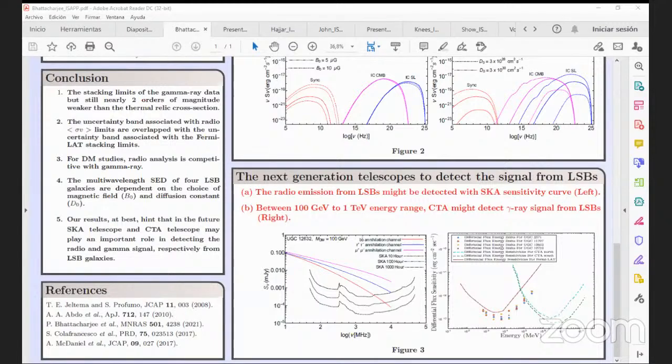But for our studies, we have chosen the Cuspy profile, because for the 4 LSB galaxies like UGC 12632 and UGC 3371, we have checked that the Cuspy profile could also provide a better fit to the rotation curve of those LSB galaxies. In our paper, you can check, we have also shown a comparison between the core and Cuspy profile and tried to comment on that. But the result is also based on the Cuspy profile.